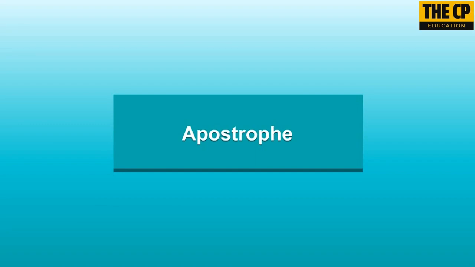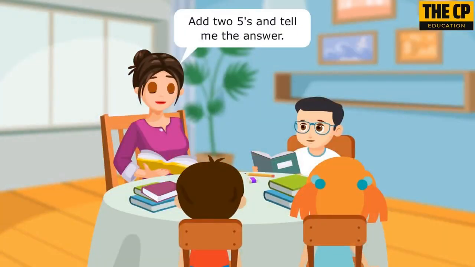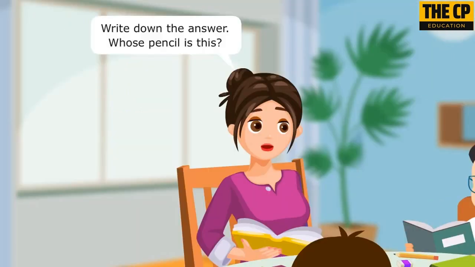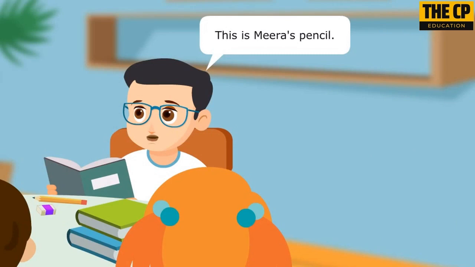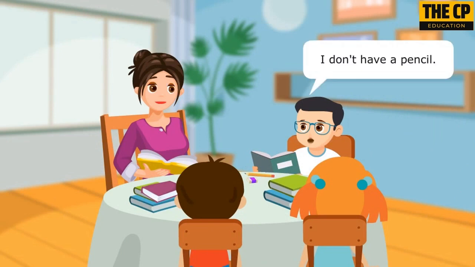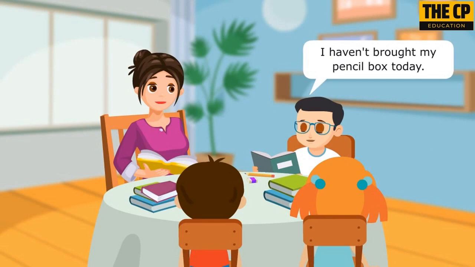Apostrophe. Add 2 5s and tell me the answer. The answer is 10. Write down the answer. Whose pencil is this? This is Mira's pencil. Give Mira her pencil. Where is your pencil? I don't have a pencil. I haven't brought my pencil box today.